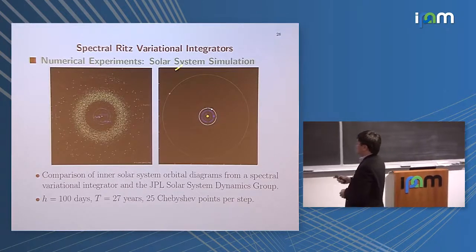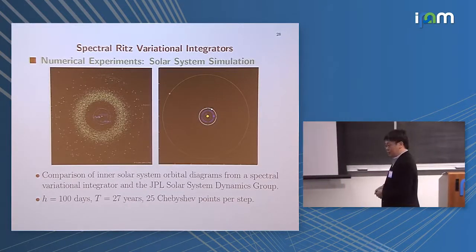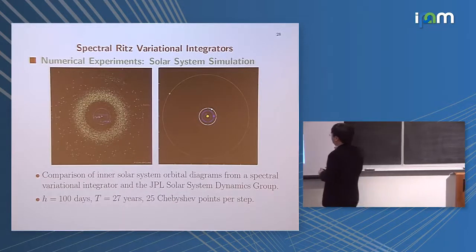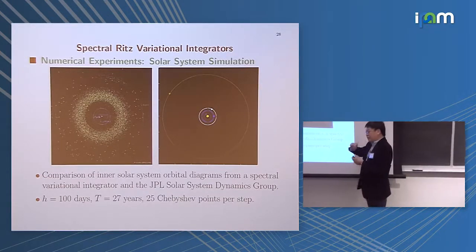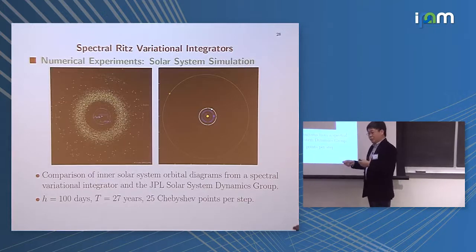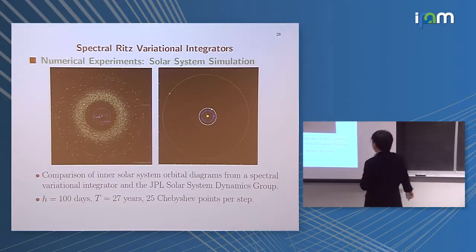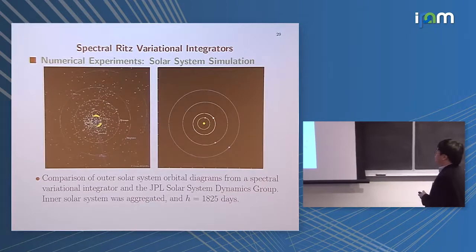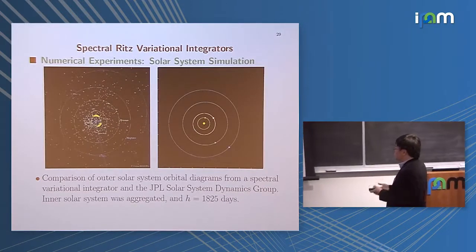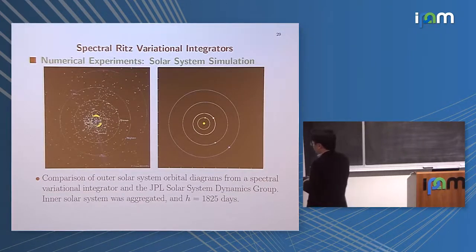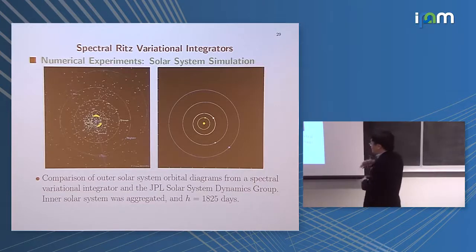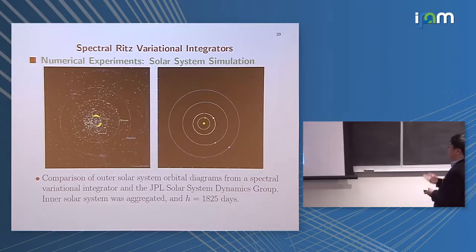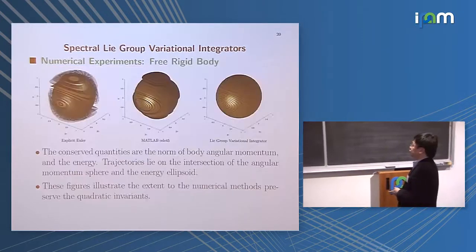So I've taken a time step which is larger than the fastest orbital period in the problem, and nevertheless I don't get absolute garbage. And it's really because, if you will, of this property that the interior solution is actually well approximated as you allow the polynomial order to increase. The same thing is true for the outer solar system. Now the time step is 5 years, and this is again larger than the fastest orbital period in this problem.